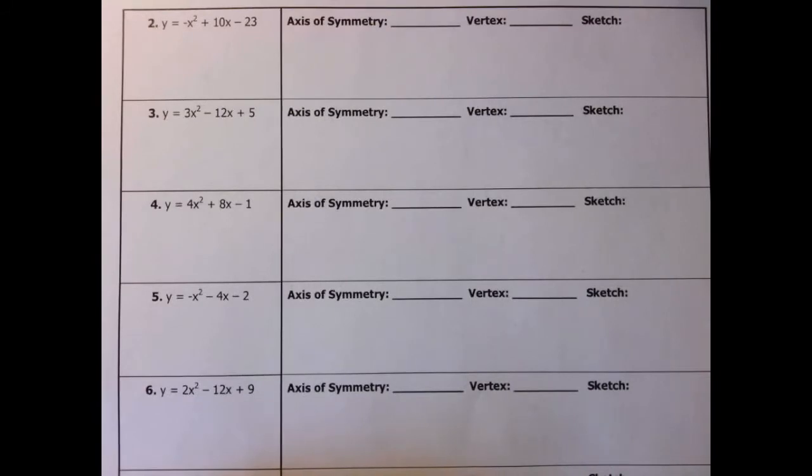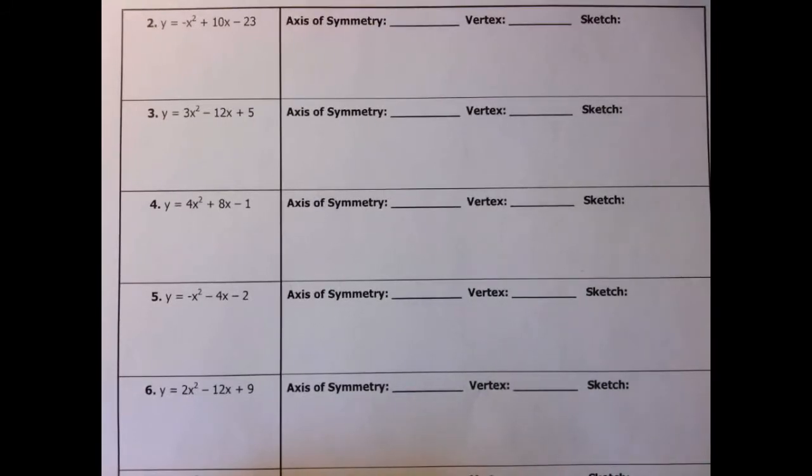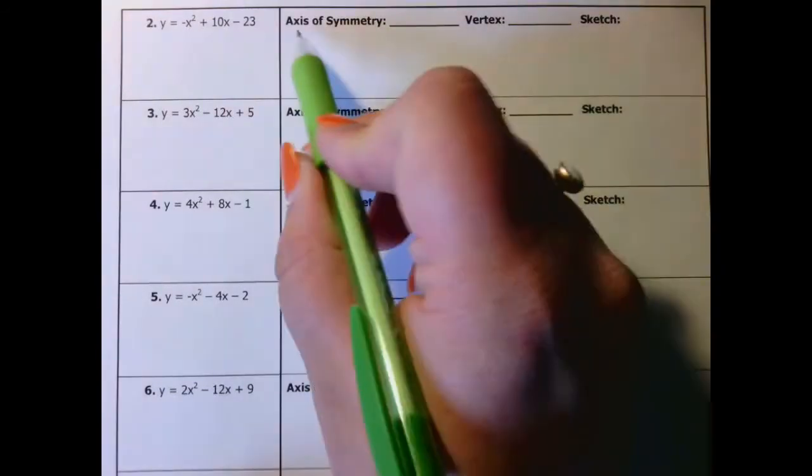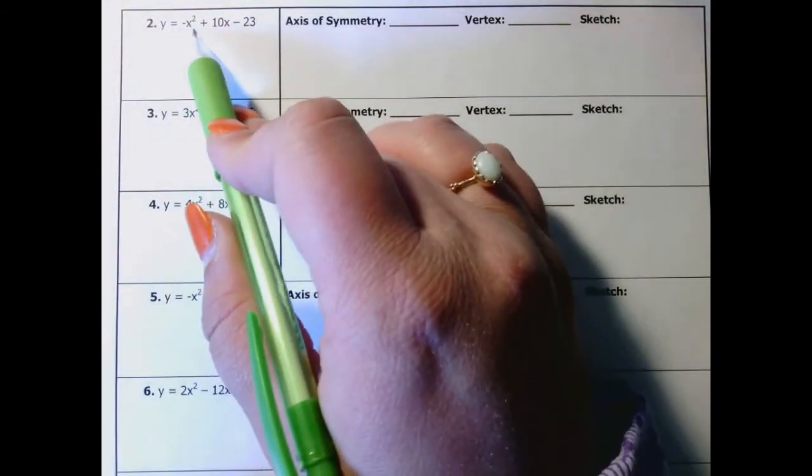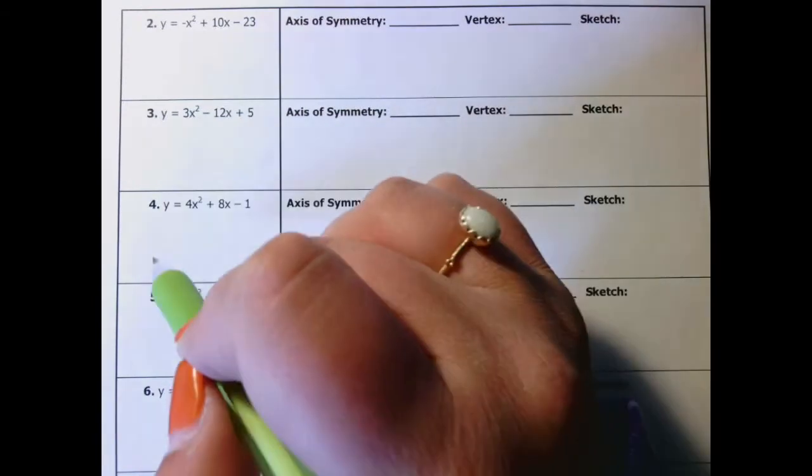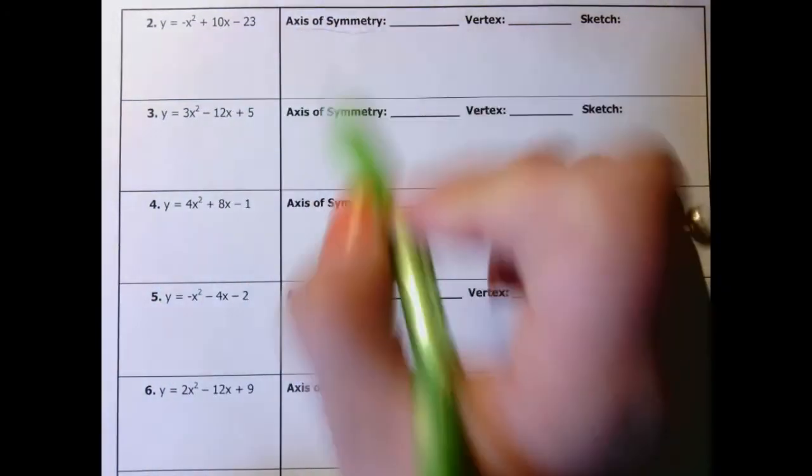I'm going to go over one more example with you. So we're going to go over number 2 together, and then you guys are going to complete numbers 3 through 10. So 8 problems on your own. So again, first step. We have our equation, y equals -x squared plus 10x minus 23. And we need to find our axis of symmetry.